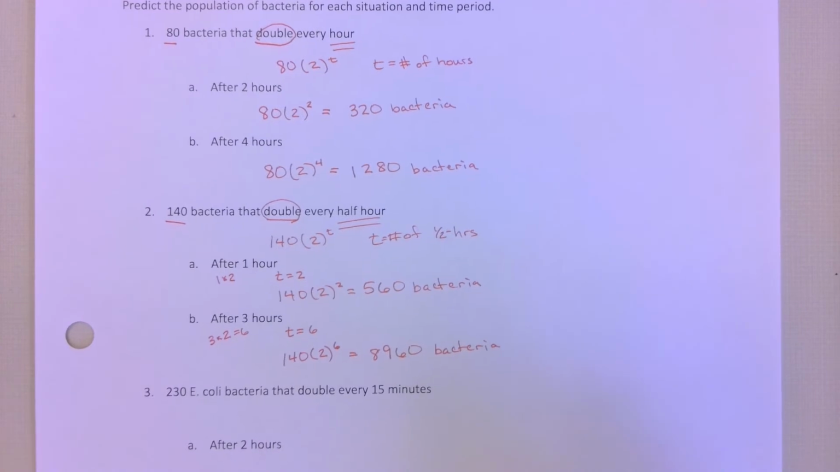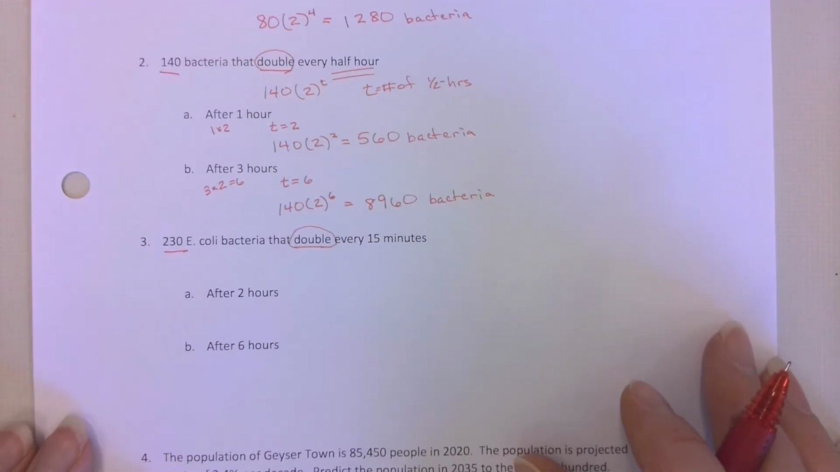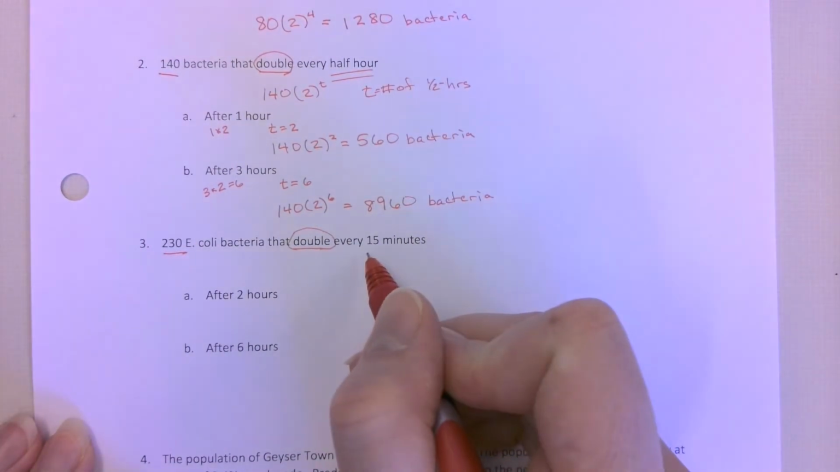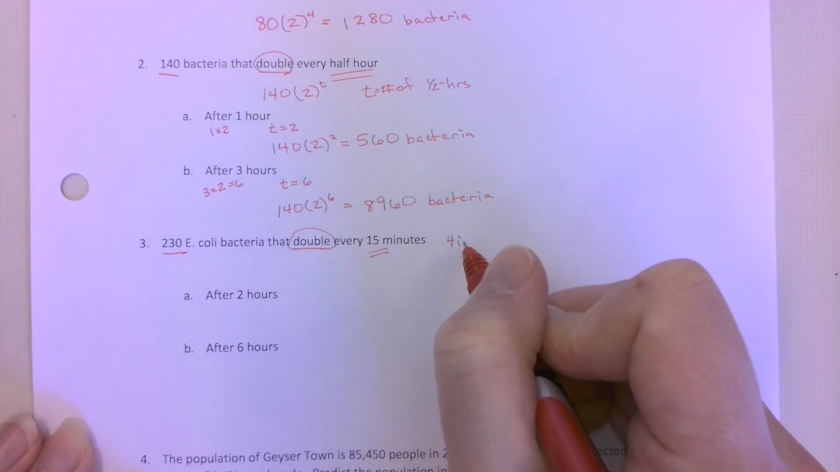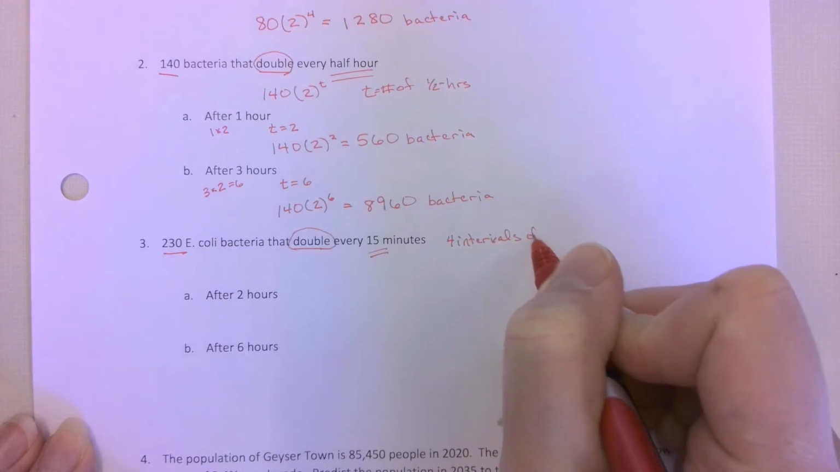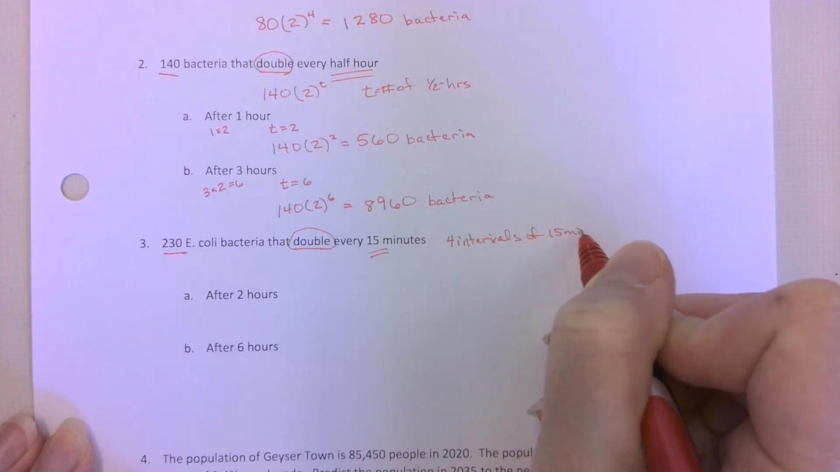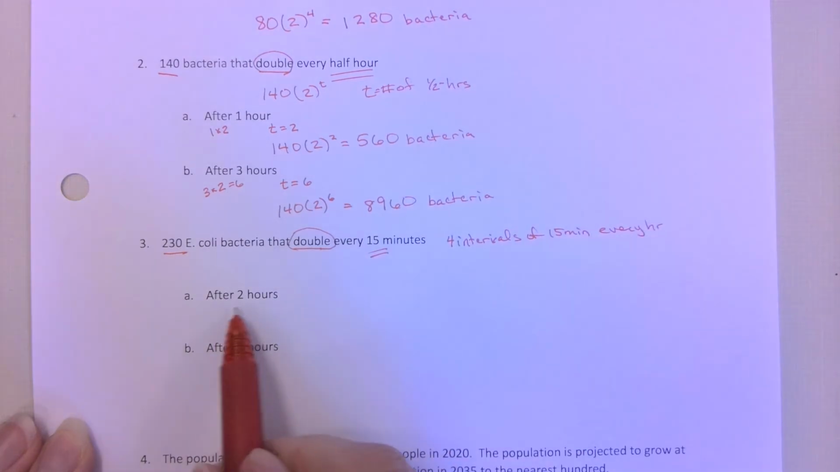All right, and the next problem, we're still doubling, but I want to remind you that if I was tripling, then I would just multiply by 3, okay? So if it was tripling, it would multiply by 3. This time it's every 15 minutes. So there are 4 intervals of 15 minutes every hour. And the time was given us in hours.